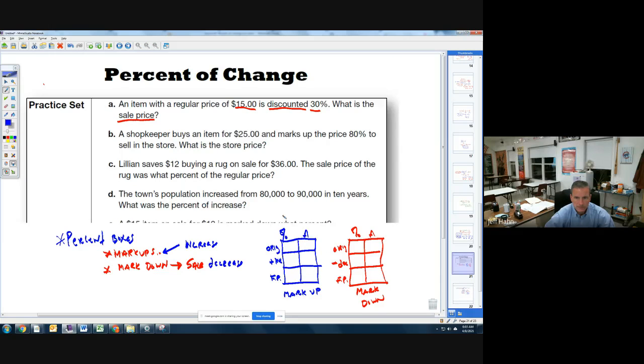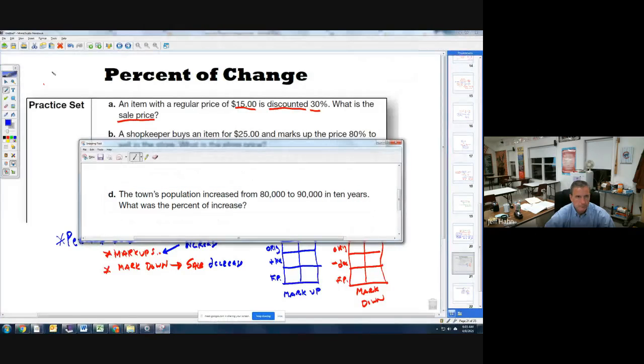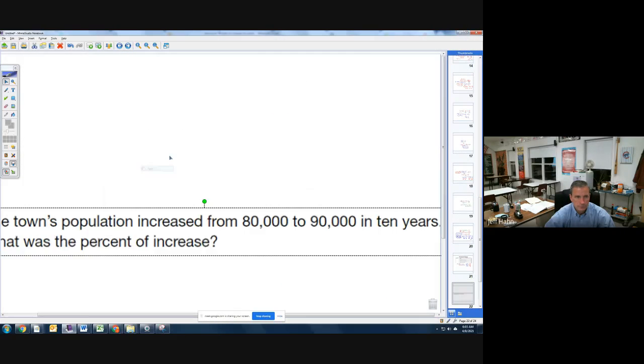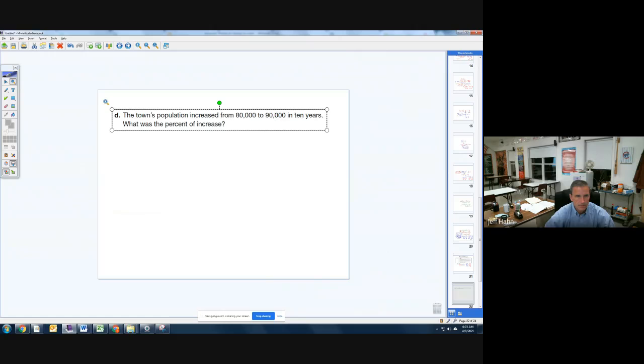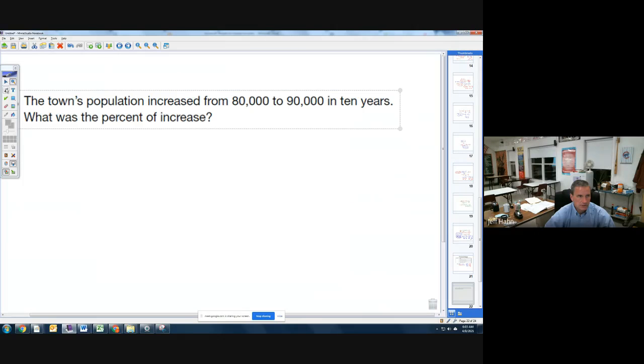Maybe we'll do one more. Let's do this increase in population one. Let's do this one here. Letter D. The town's population increased from... So this one, we're not given the percents, we're just given the numbers, ladies and gentlemen. But you have to understand, it started out being 80,000. So that's our original. It went to 90,000. That's our final number. And we need to figure out the percent of increase.